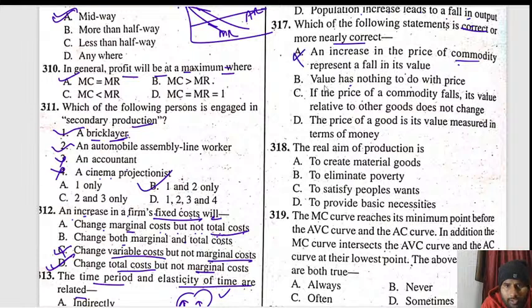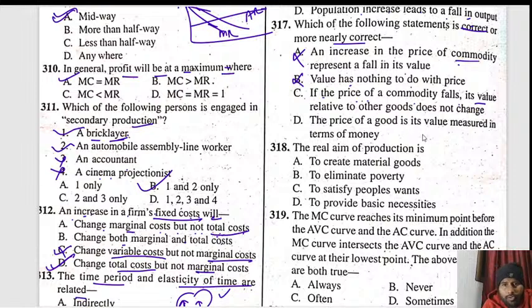This one is incorrect. Value has nothing to do with price. This is also incorrect, because value and price are linked to each other. If the price of a commodity falls, the value relative to other goods does not change.